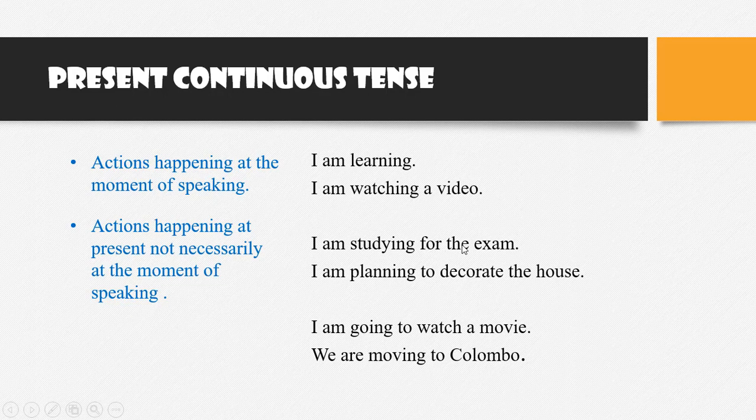I am studying for the exam, but not necessarily at the moment of speaking. You may not be studying right now, but these days you are getting ready for the exam. You are studying for the exam. That is what it means. I am planning to decorate the house. Actions planned for near future. Planned actions for near future are expressed by these sentences. So, you can use present continuous tense to talk about actions like these.